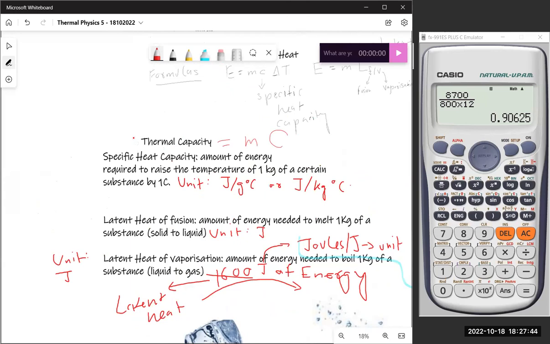Now, finally, put an arrow like this over thermal capacity and write the units. The unit is joule per degree Celsius. Always. It never changes. But you need to know what the units are. Latent heat is energy, so it's always going to be joules. Specific heat capacity is either joule per gram per degree Celsius or joule per kilogram per degree Celsius. And thermal capacity is always joule per degree Celsius. Any questions?